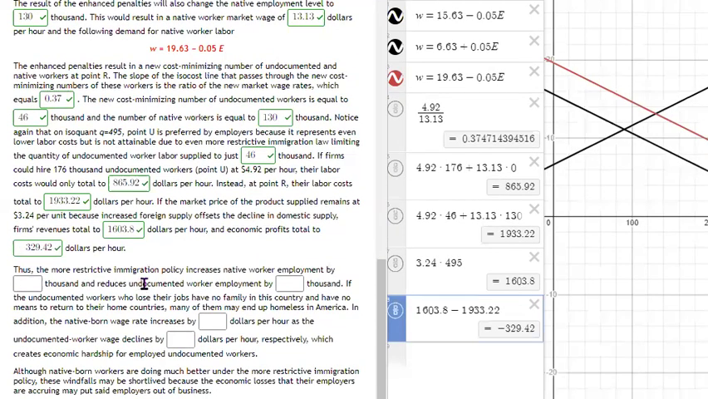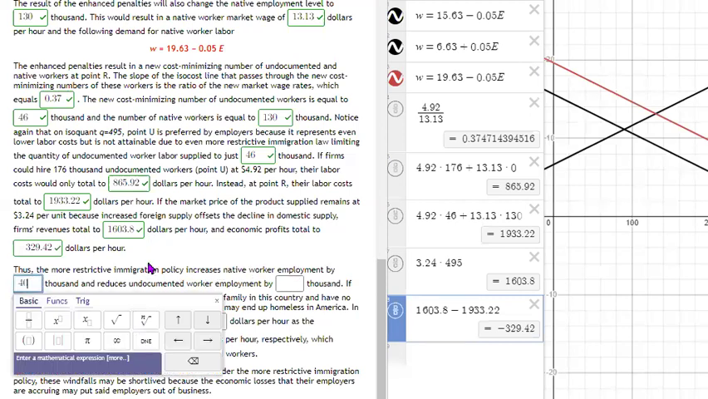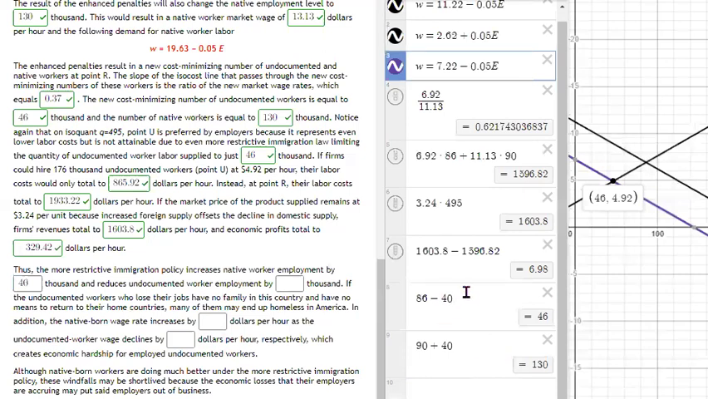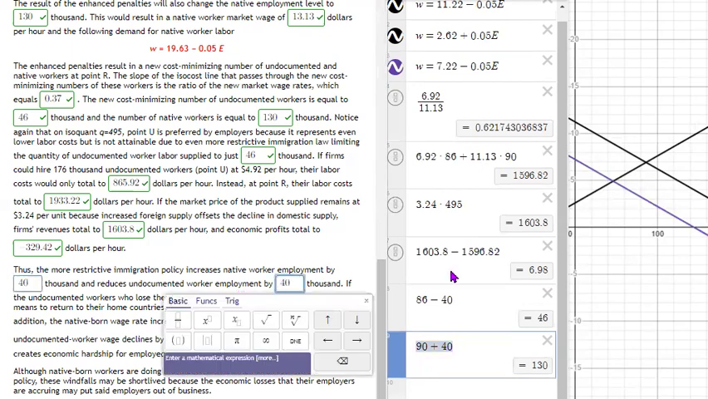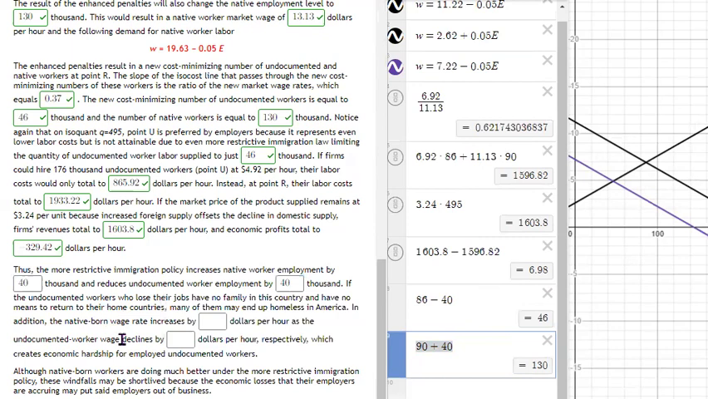Thus, the more restrictive immigration policy increases native worker employment by 40,000, right? Remember, it increased it by 40,000 to 130. And it decreases undocumented worker employment by 40,000. If the undocumented workers who lose their jobs have no family in this country and have no means to return to their home countries, many of them may end up homeless in America. Maybe that helps explain the homelessness in California, right?